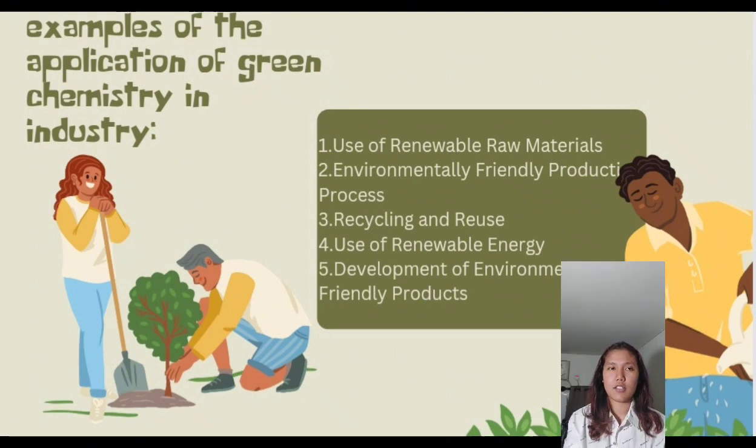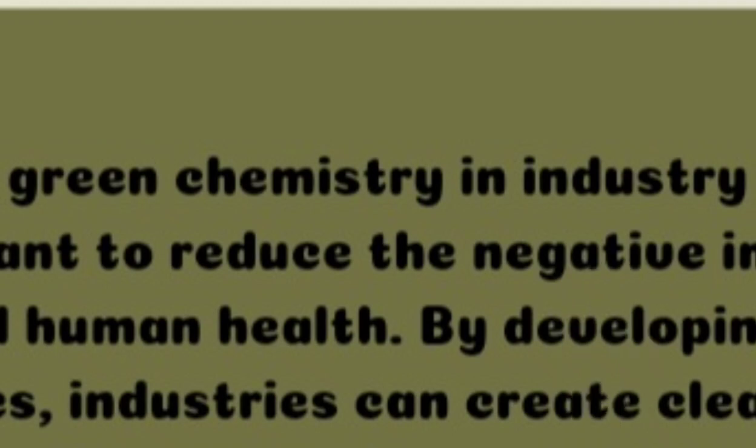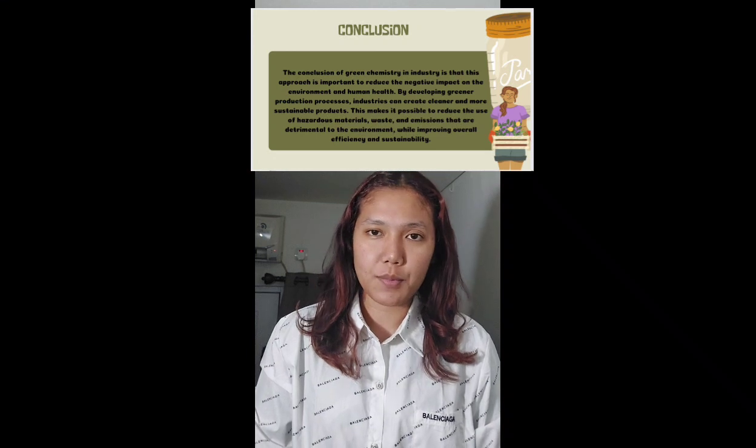And the last slide is conclusion. The conclusion of green chemistry in industry is that this approach is important to reduce the negative impact on the environment and human health. By developing greener production processes, industry can create cleaner and more sustainable products. This makes it possible to reduce the use of hazardous materials, waste and emissions that are detrimental to the environment, while improving overall efficiency and utilization of chemical substances.